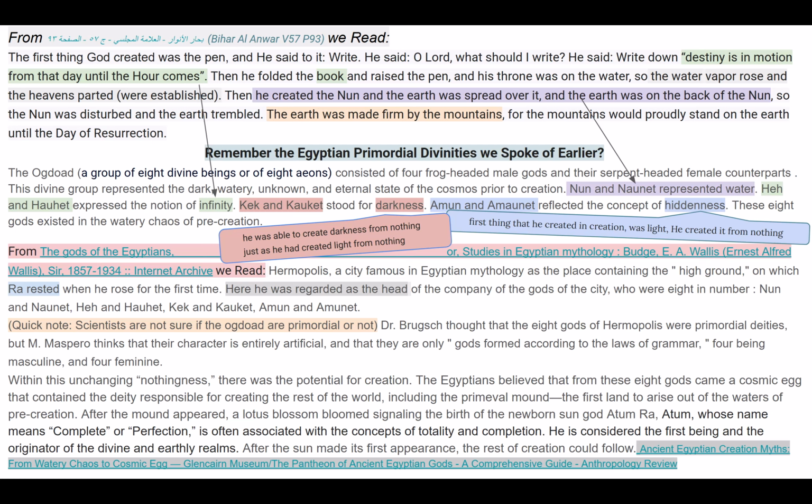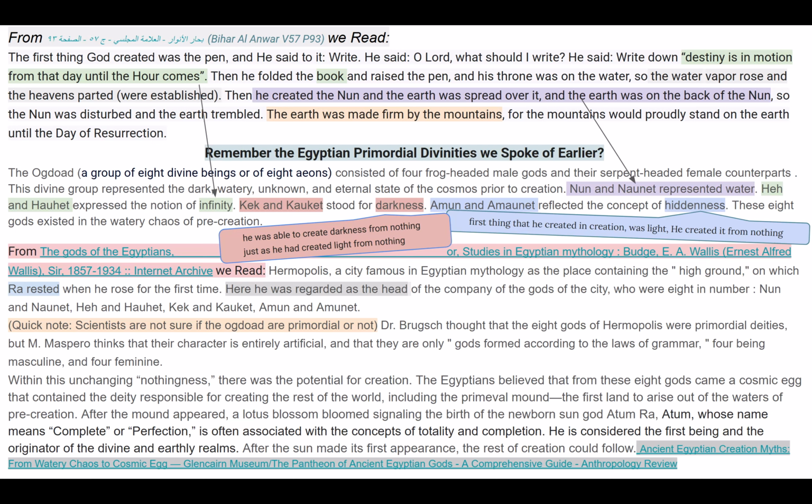Scientists are not sure if the Ogdod are primordial or not. Dr. Brooks thought that the 8 gods of Hermopolis were primordial deities, but Mr. Maspero, I'm not sure, thinks that their character is entirely artificial and that they are only gods formed according to the laws of grammar, 4 being masculine and 4 feminine. These gods are androgynous. They're not separate gods. They're not 8 gods. They're actually 4 gods, and these 4 gods are androgynous.